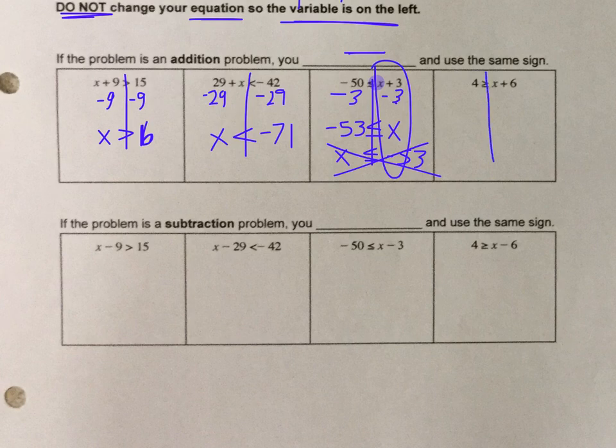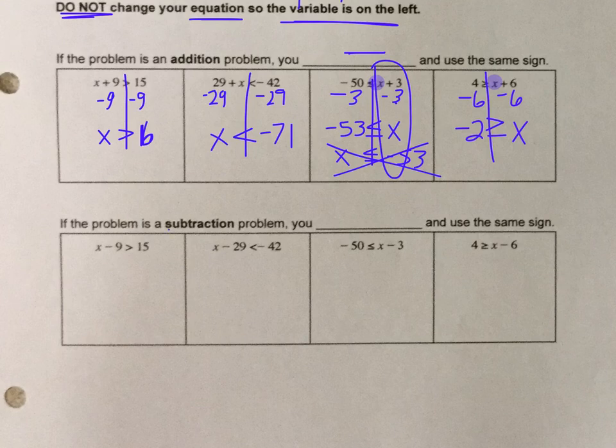The same goes for this one. The x is on this side, so I need to get that 6 to go to the other side. -6, that's a -2, less than or equal to x. So we solve these exactly like we do the regular ones with equal signs. We're just using inequality signs instead.